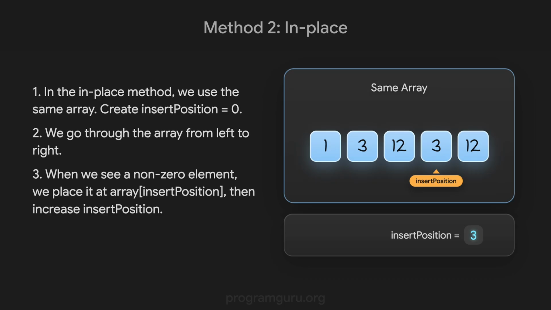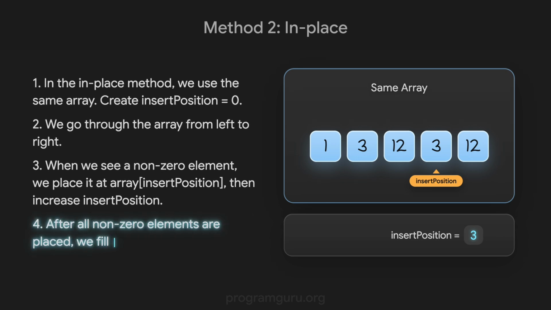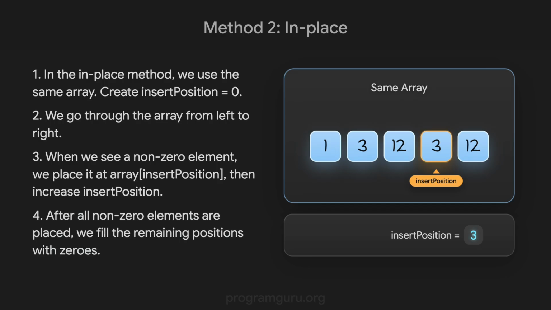At this point, all non-zero elements are placed at the beginning of the same array. Now we fill the remaining positions with zeros. InsertPosition is 3, so we place 0 at index 3. Then we move to the next position. Now we place 0 at index 4.